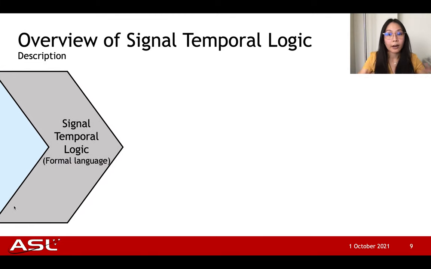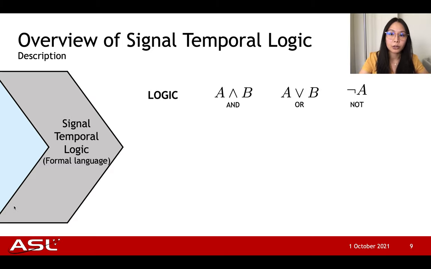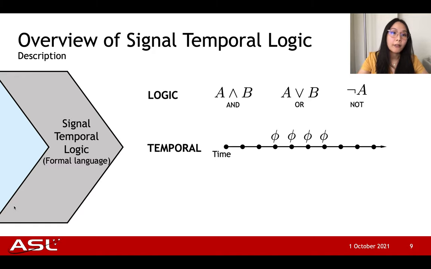First, at a very high level, STL is a logic language, so it's made up of logical operations like and, or, and not. And then the temporal part of the term signal temporal logic refers to the fact that these logical operations can be specified over time intervals. And so we can say things like, between this time and that time, we always want A and B to be true. Or we could also say things like, between this time interval, we eventually want B to be true.